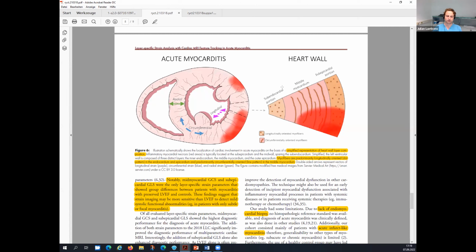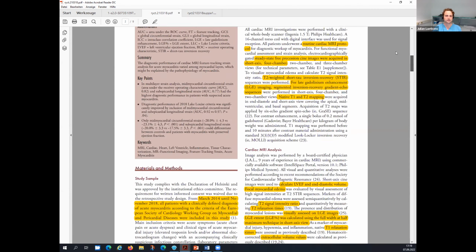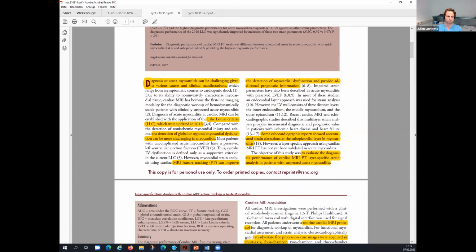So the strain, or the contraction, is more prominent in the endocardium. In acute myocarditis, we typically do not see subendocardial involvement; the subendocardial myocardium is still healthy, and this myocardium contracts normally. This is why we often don't see any wall motion abnormalities in maybe uncomplicated acute myocarditis. So MRI feature tracking can improve the detection of myocardial dysfunction because it's a quantitative tool and doesn't rely on visual analysis.